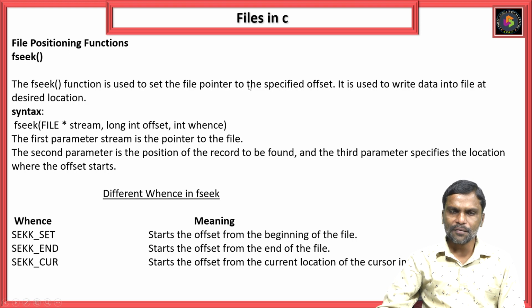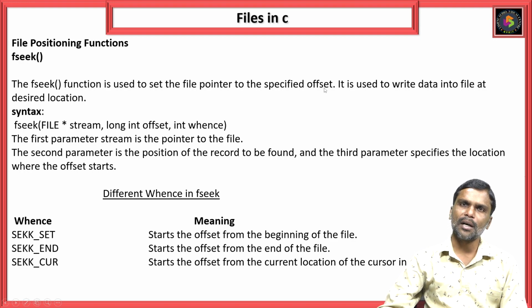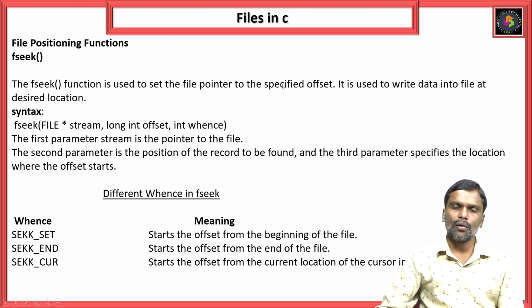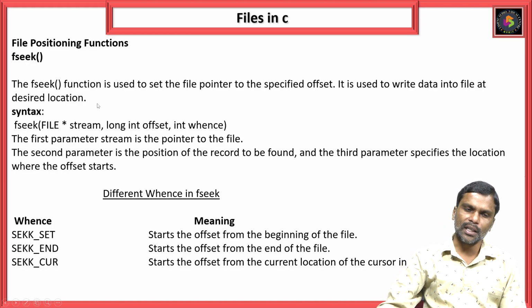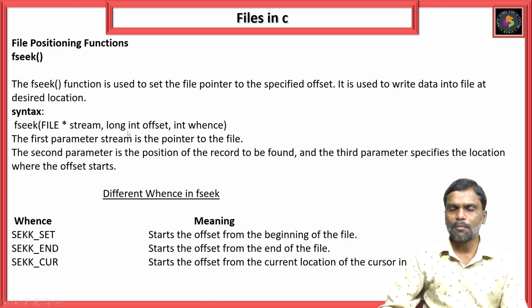So the fseek function is used to set the file pointer to the specified offset. Specified offset means up to a certain desired location, maybe towards the left. It is used to write the data into the file wherever we require, at the desired location. Up to that location only we are going to see. So let us see the syntax of fseek: the file stream, that means the file pointer, and the long int offset. That means the number of letters or number of positions we require can be written here.